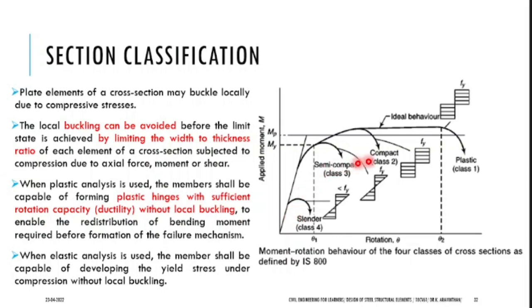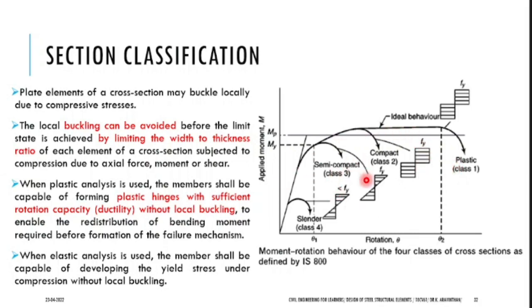And there are two intermediate components, that is class 2 and class 3. These are compact stage and semi-compact stage. What do you mean by that is, if your local buckling can be avoided, you can avoid this buckling by making it into semi-compact or compact section. If it is not coming under these two limits, then it is called a plastic section.